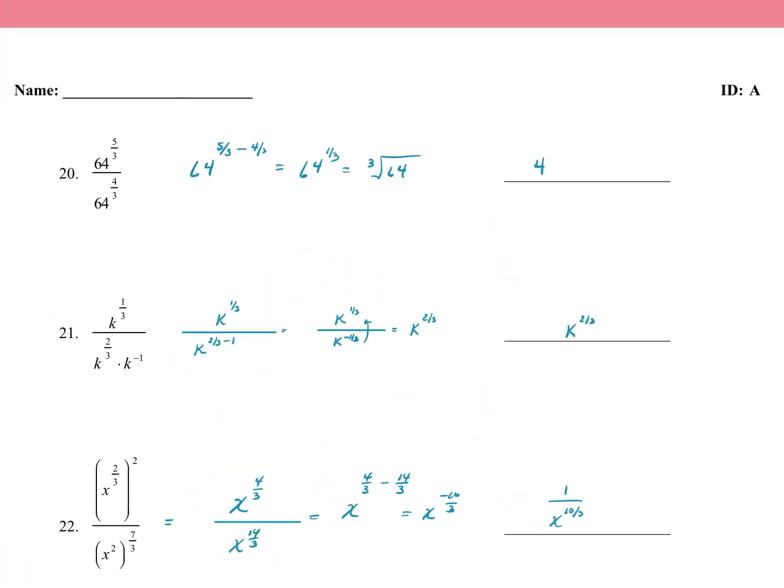Okay, 20. So same base. We want to subtract the exponents. 5 thirds minus 4 thirds is 1 third. 64 to the 1 third is 4.